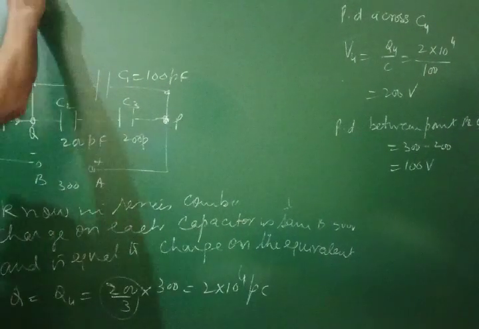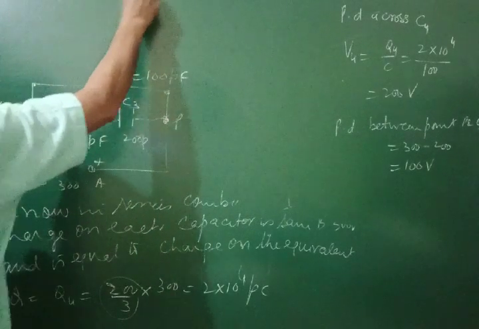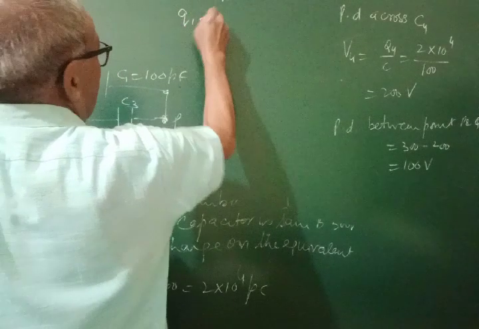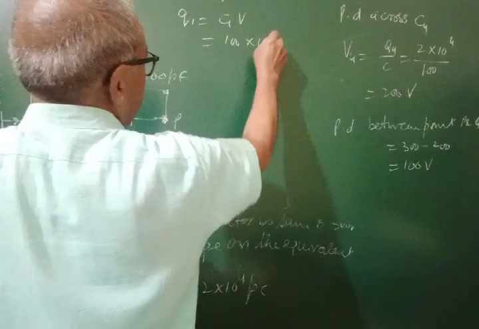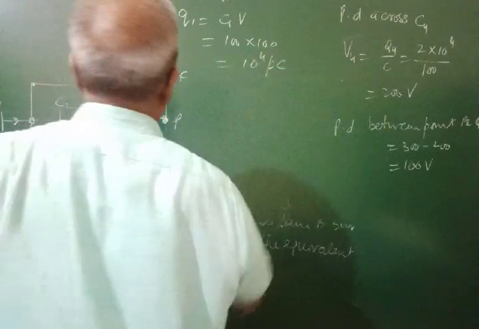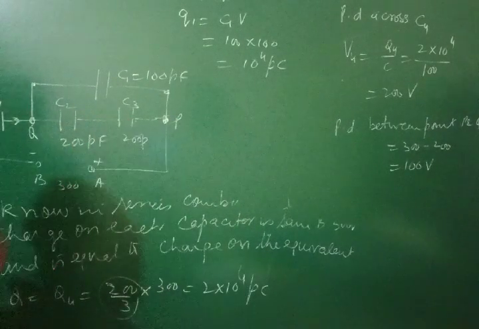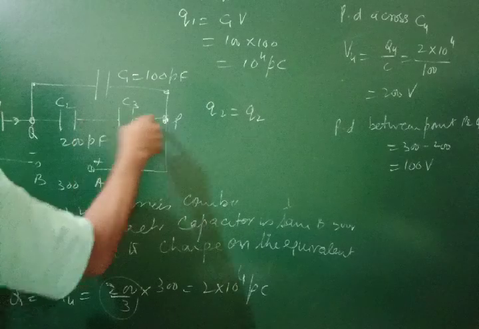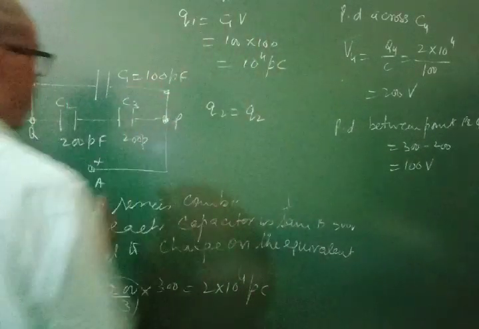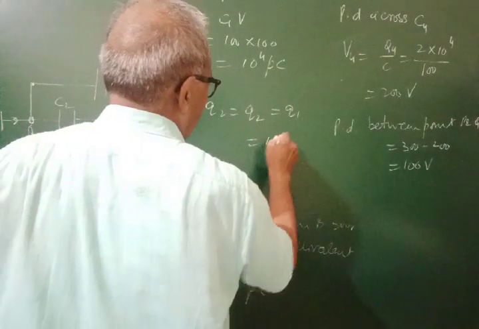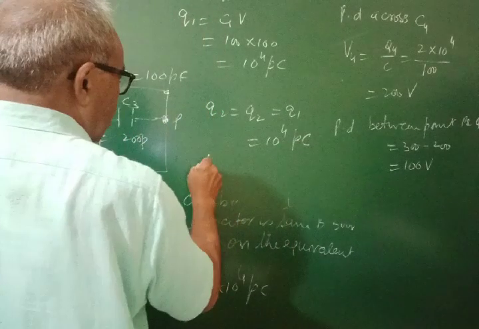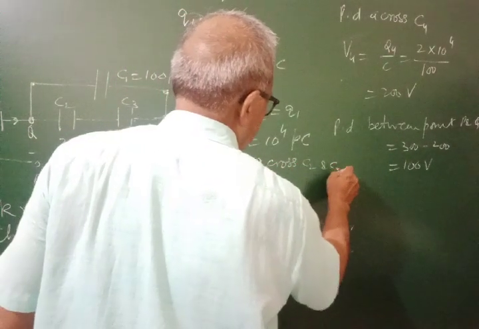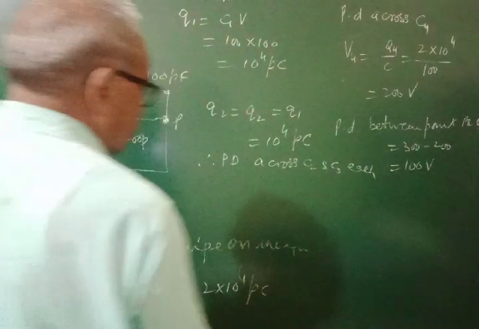So the charge on C1, Q1 is equal to C1 V, 100 into 100, 10 to the power 4 picocoulomb. 10 to the power 4 picocoulomb will be on these two, and Q2 is equal to Q3, because this is also 100 and this is also 100. Equal to Q1, equal to 10 to the power 4 picocoulomb. And the potential difference across C2 and C3 each is equal to 50 volt.